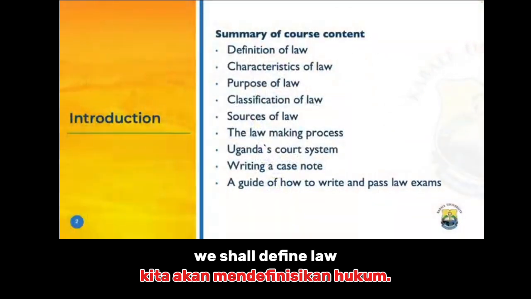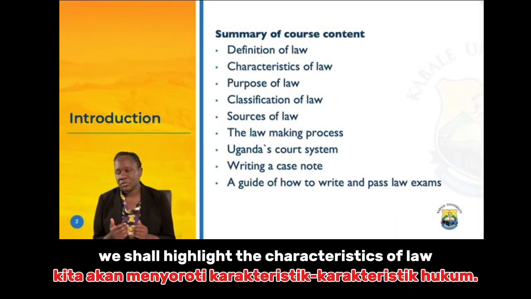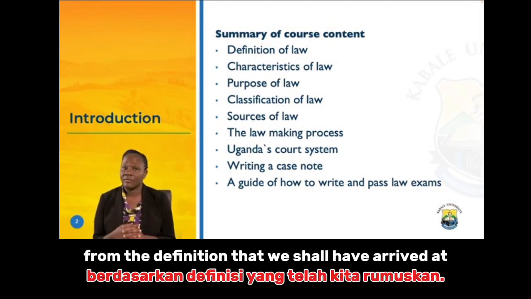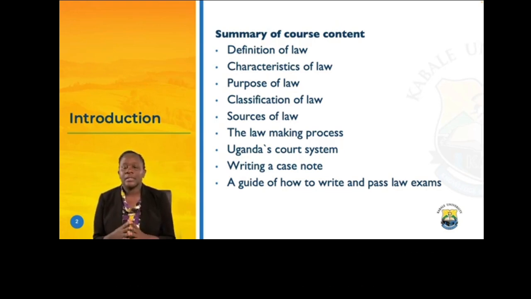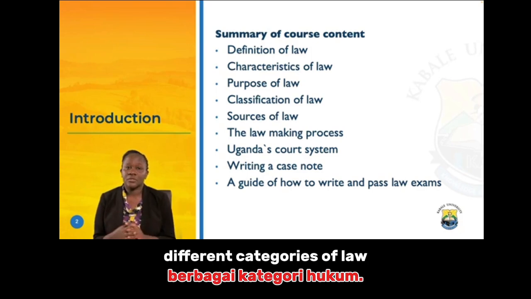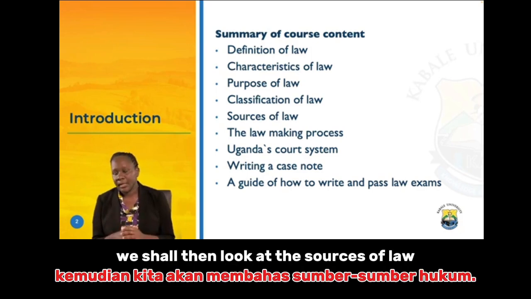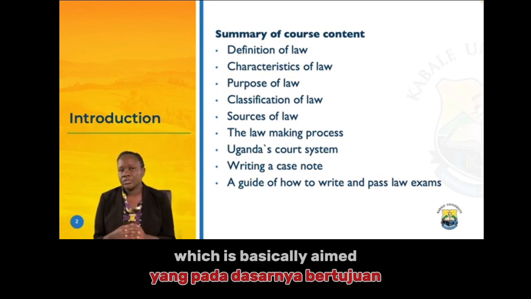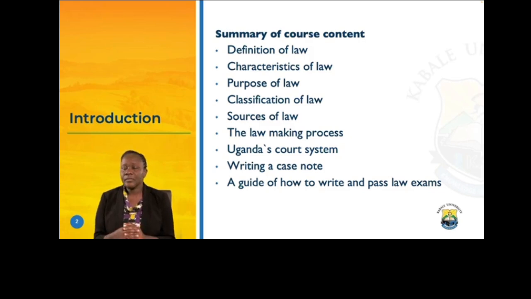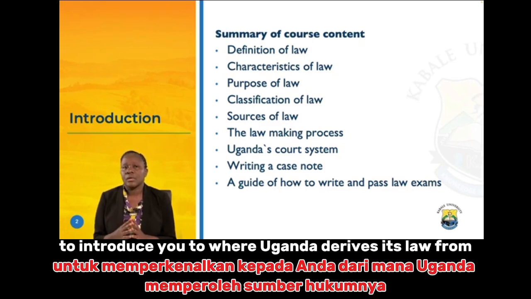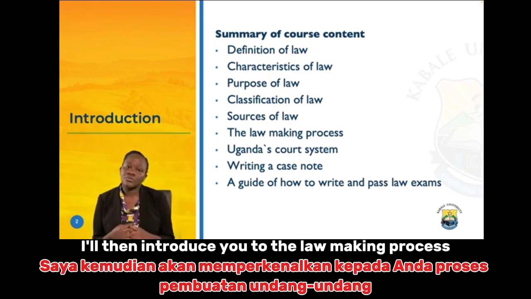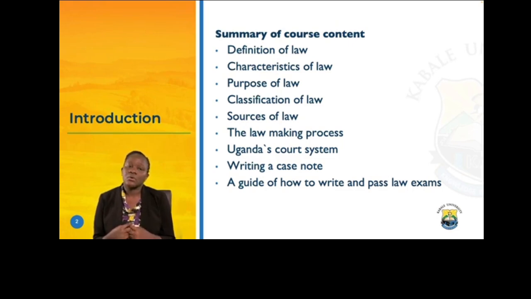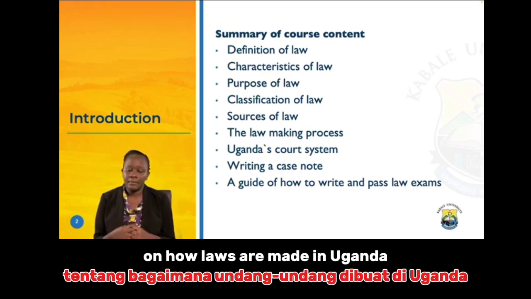We shall define law. We shall highlight the characteristics of law from the definition that we shall have arrived at. We shall also talk about the purpose of law, the classification of law, or different categories of law. We shall then look at the sources of law, which is basically aimed to introduce you to where Uganda derives its law from, or where we got our law from as Uganda. I'll then introduce you to the lawmaking process on how laws are made in Uganda.